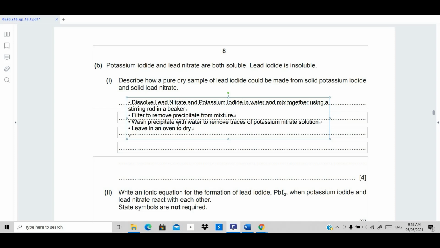Filter to remove precipitate from the mixture. Wash precipitate with water to remove traces of potassium nitrate. This is the experiment. You need to mention 4 details as required, as it is mentioned, and you are just done.